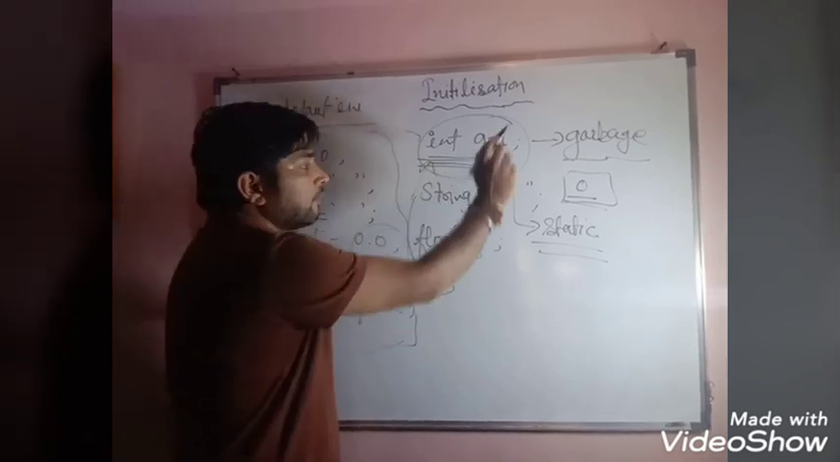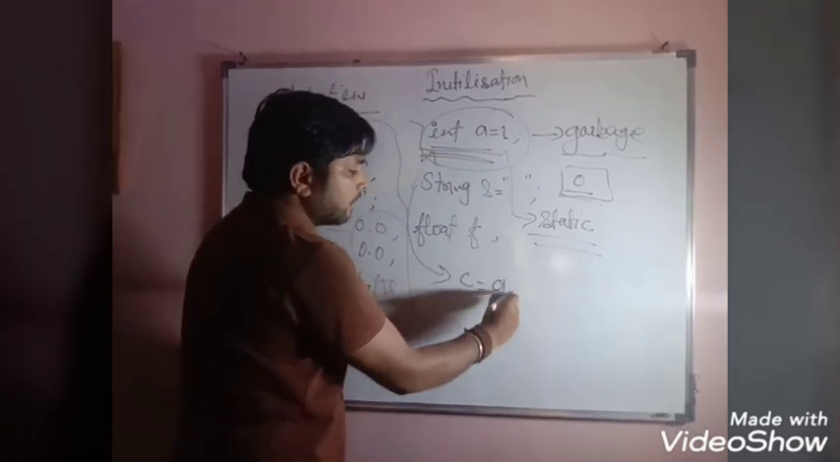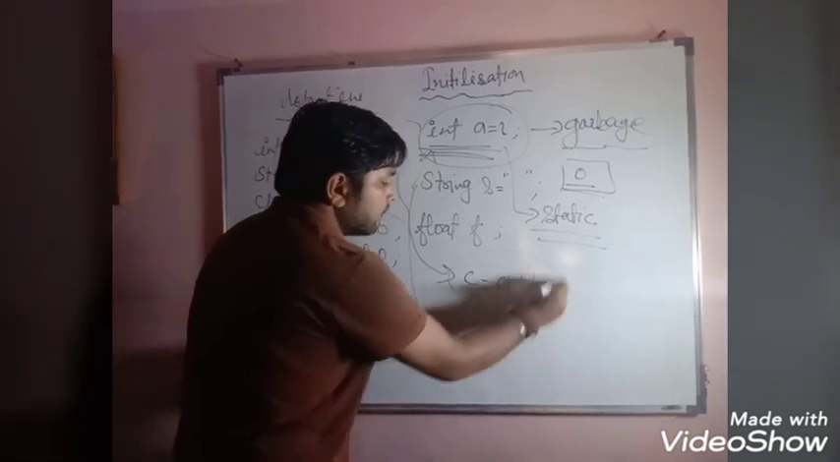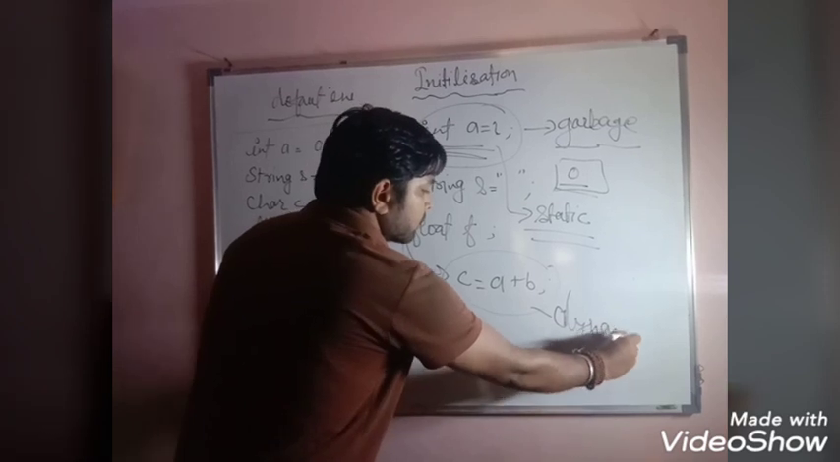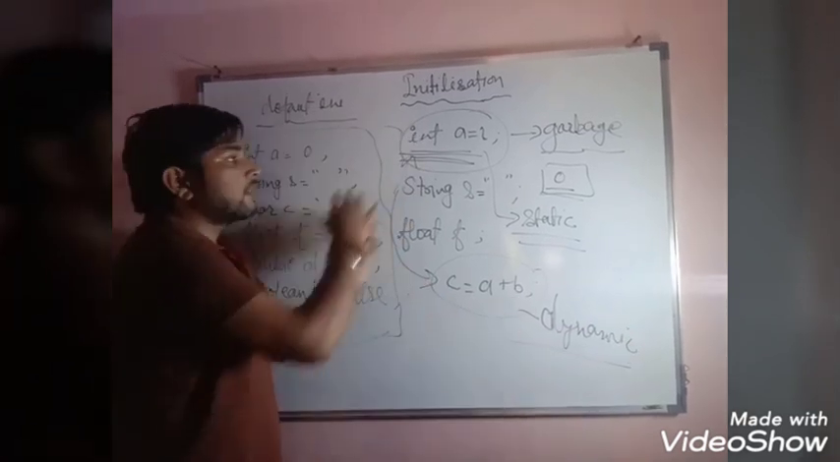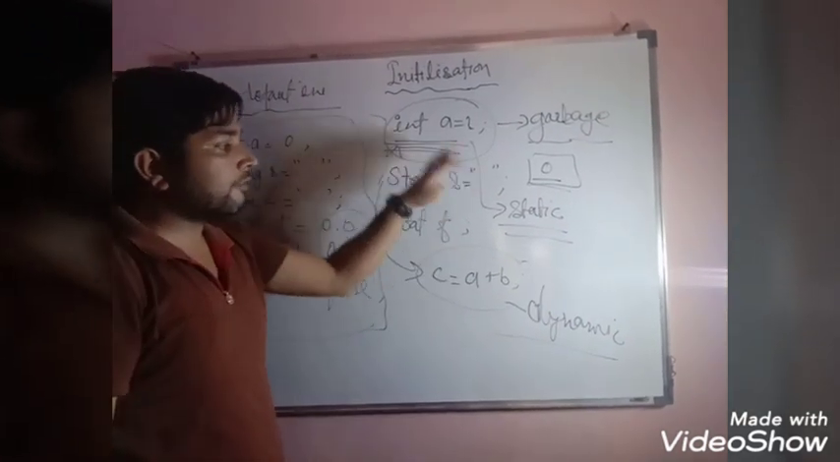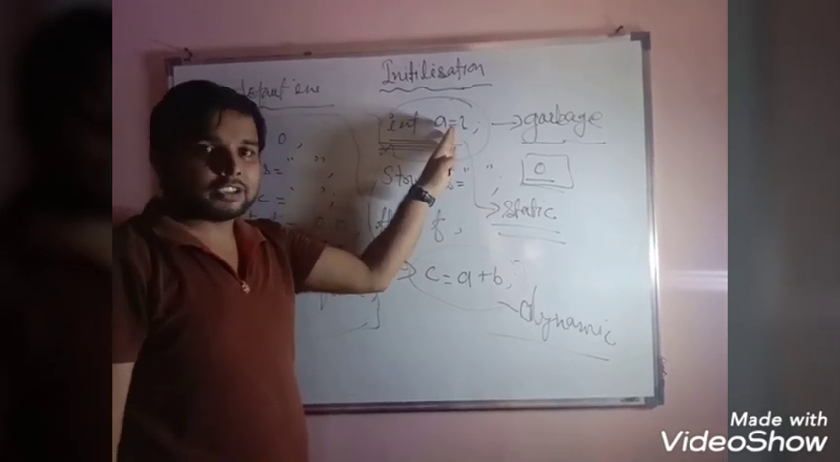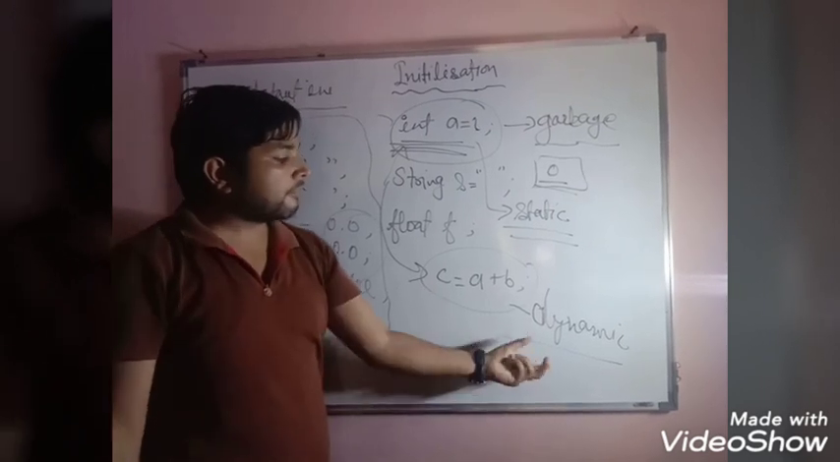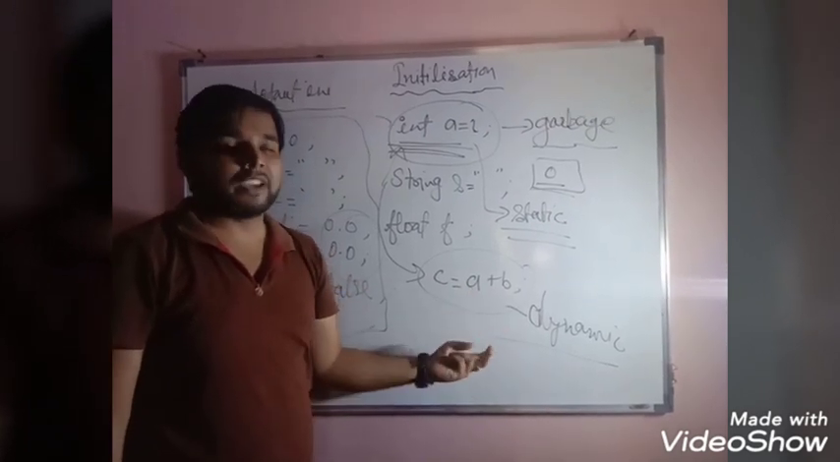you have defined one variable and give the value at the runtime, then it is called dynamic initialization. So these are the two types of initialization. When you give the value at the time of variable declaration, it is called static initialization, and when you give the value at the runtime, it is called dynamic initialization.